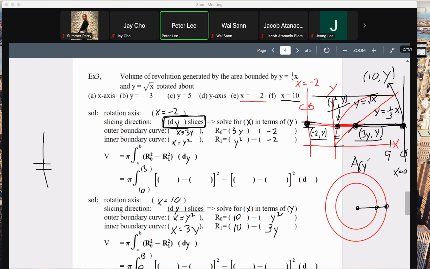This is A of y. Cross-section at y is A of y. And the 3 points which are marked here depend on which example, which problem you're doing. For x equals 10, the 3 points will be this point, and the point on the line x equals 10. That point there. And then when you compute the distance, it's always right minus left. We always want the outer radius to be positive, and the inner radius to be positive as well. So we want to say 10 minus y squared, not y squared minus 10.